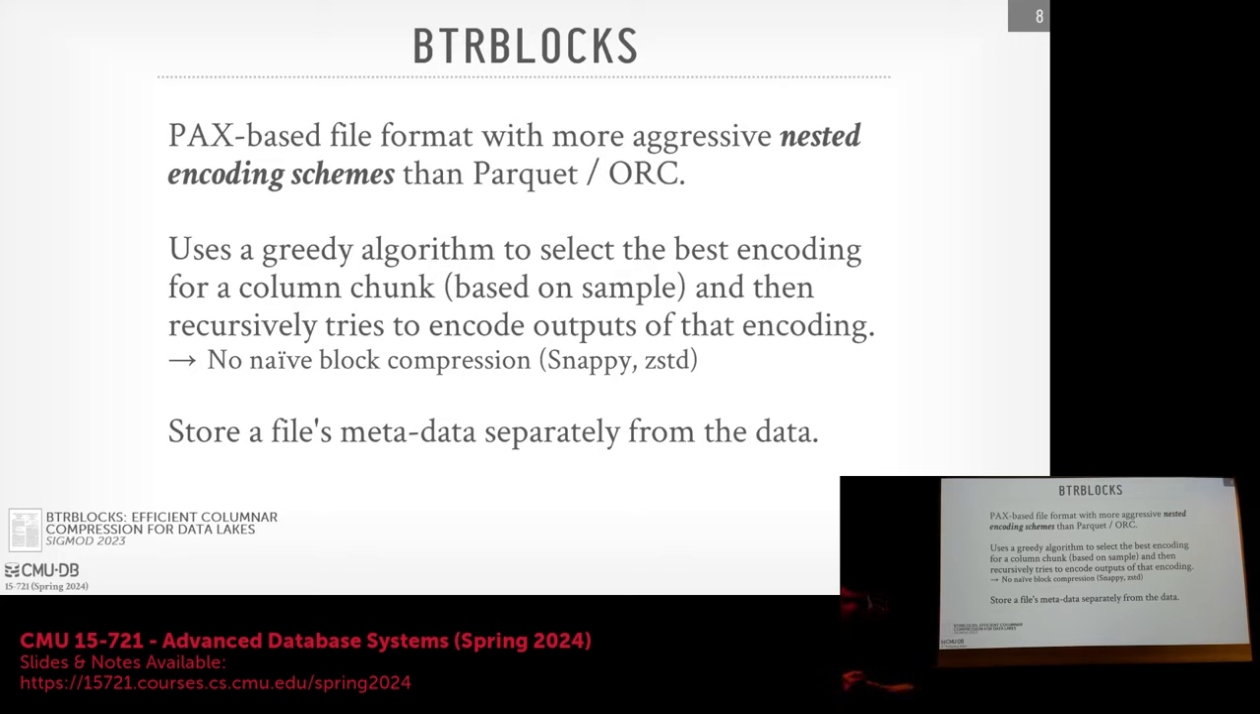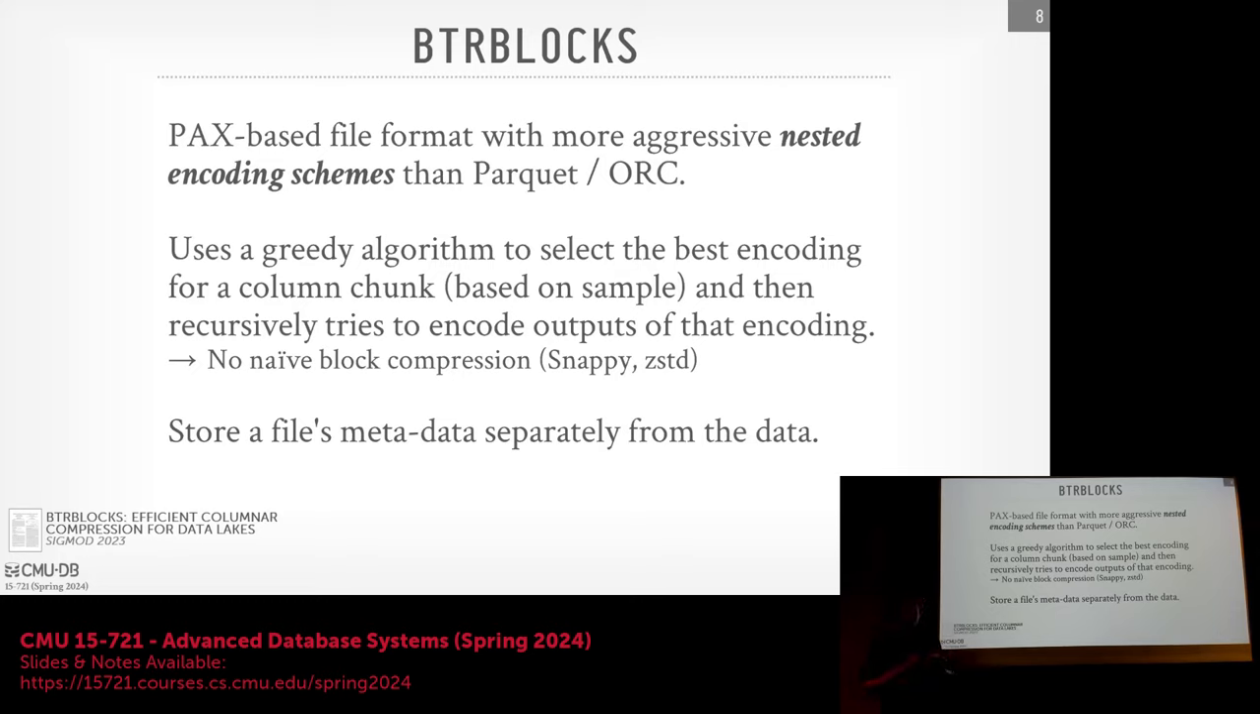And so what BetterBlocks does is a more or less greedy algorithm that figures out, for each column chunk, the best encoding scheme by looking at a sample of the data, and we'll talk about how they generate that sample. Then they apply that encoding scheme, which may produce more columns, and as long as they're of a fundamental type, you go back and run the same algorithm to figure out the best encoding scheme for those derivative columns that came out of it.